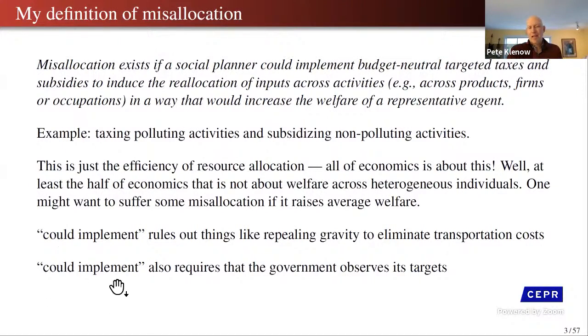And for example, if there's some sort of information problem, and the government faces that same information problem as the private sector does, it's not clear the government can improve on it. So it may be that the market isn't perfect, but I can't call it misallocation that the government could improve on if it can't observe anything more than the private sector can. Okay, so I just want to get that definition out there.